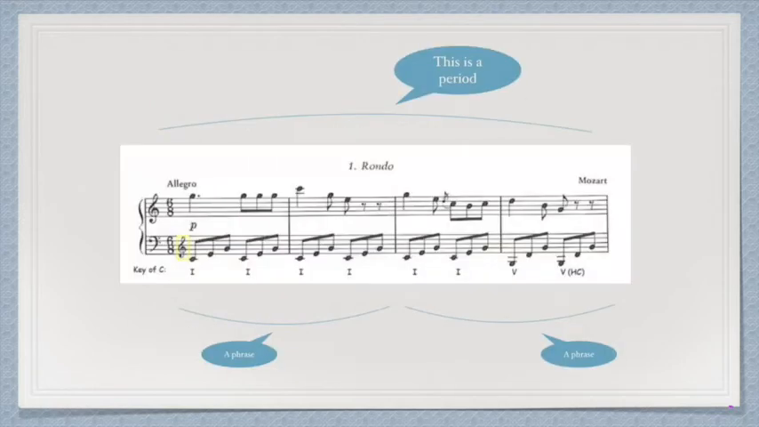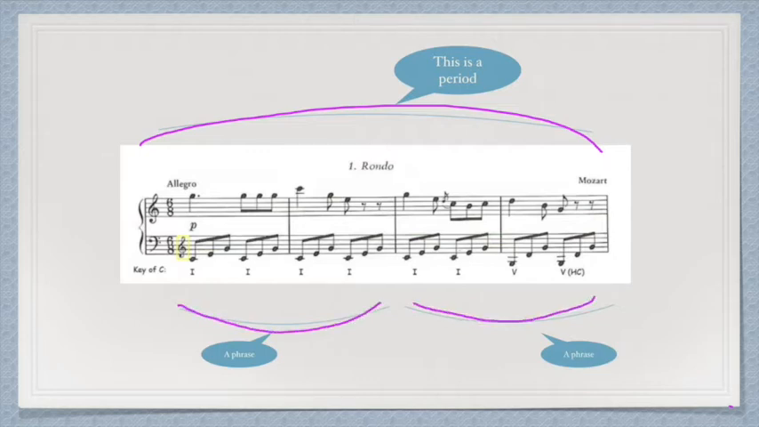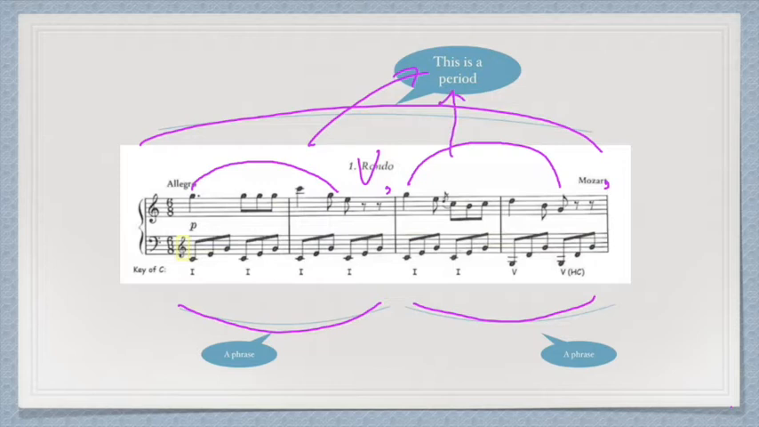Let's look at this example. This is a period. It contains 4 measures, so each 2 measures is a phrase. Usually, just like when you're speaking, you need to breathe. Between each phrase, you also need to breathe. So this is like a sentence, and then a breath, another sentence, and they combine to make a period.